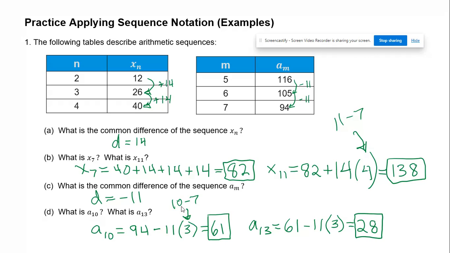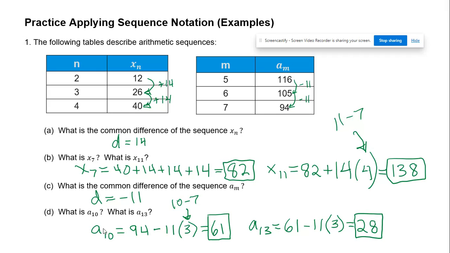So I take the term that I want to know, and this is the sequence number, okay? This is not the value, but it's the sequence number. It's the M. So 10 minus 7 gives me 3. And then when I do the math on this, I have to multiply first. I go negative 11 times 3, which gives me negative 33. And I subtract that from 94, and I get 61.